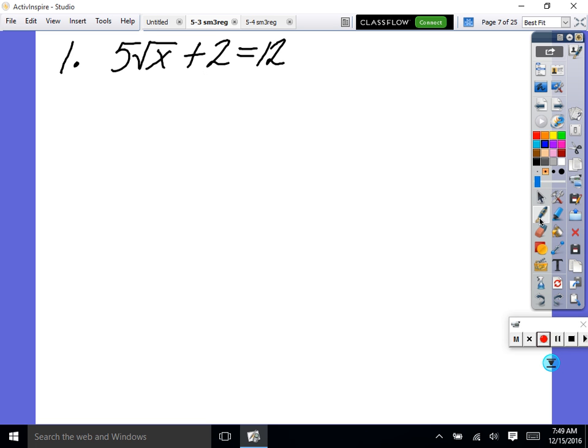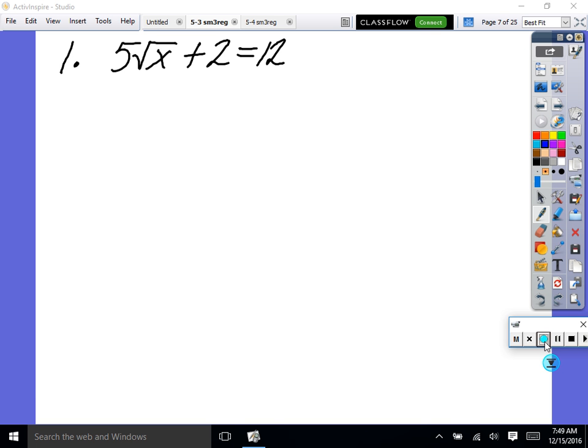Everybody good? Not yet? So the first step is to isolate the radical. So if you can't write and comprehend at the same time, then just watch, if that makes sense. And then I'll let you practice, and then you can try it, okay? So if you can't do both, just watch. So we isolate the radical.